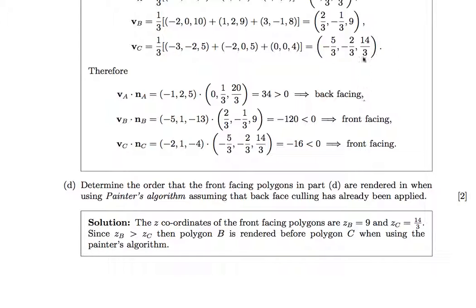Okay, so if we look at the Z coordinate of the centre of the polygon, for B it's 9, and for C it's 14 over 3. So in descending order, you go B, then C.